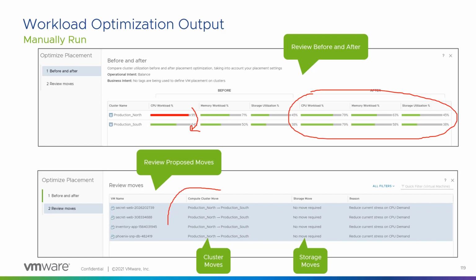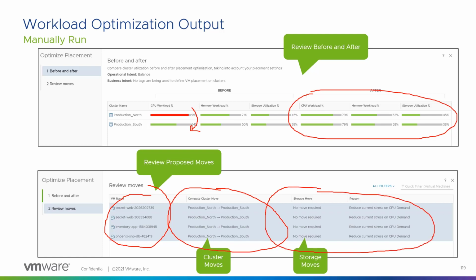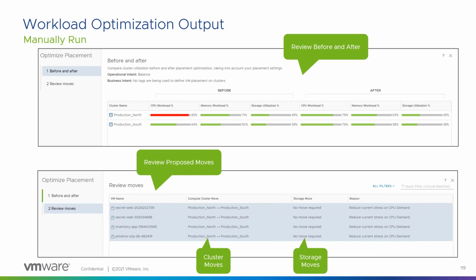Here's all the changes it's going to make. Here are the VMs it's going to move. And if it needs to move across storage, it'll move across storage data stores as well. And it'll let you know why it's going to move it, because we're trying to balance out, in this case, our CPU demand. And it's really that easy. Now, if you do it automatically or scheduled, you will get a report at the end to let you know what was changed and what was moved. But that's the gist of workload optimization and understanding how to set up and drive business and operational intent.